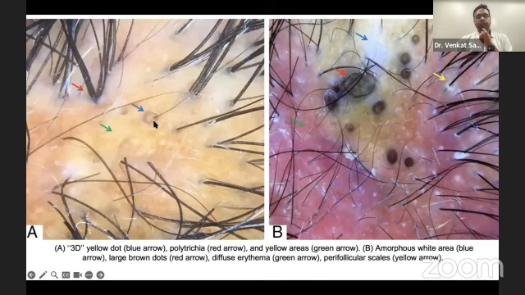So here's a 3D yellow dot. The blue arrow shows a 3-dimensional yellow dot. Polytrichia is shown by the red arrow. The green arrow shows yellow areas. Amorphous white area here. You have the yellow arrow showing perifollicular scale. You're seeing diffuse erythema and large brown dots as well.